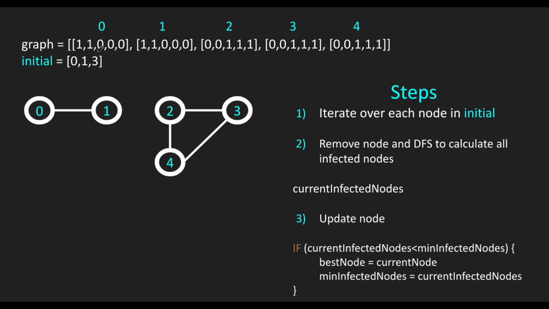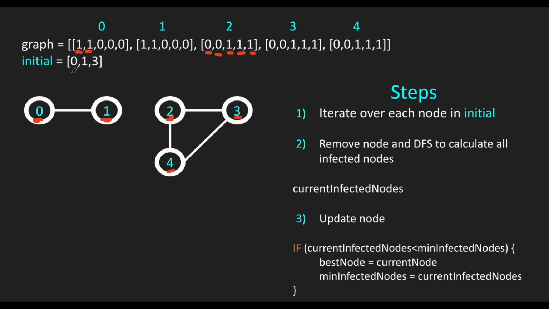Let's take this example and work on it. So let's say we have a graph with 5 nodes: 0, 1, 2, 3, 4. In our case, node 0 is connected to itself and to node 1. The same way, node 1 is connected to itself and to 0. Node 2 is not connected to 0 and 1, it's connected to itself, 3 and 4. And 3 is connected to 2 and 4, and 4 is connected to 2 and 3.